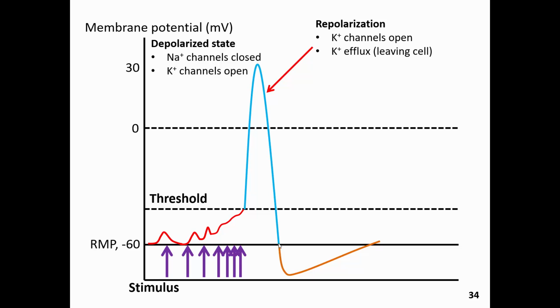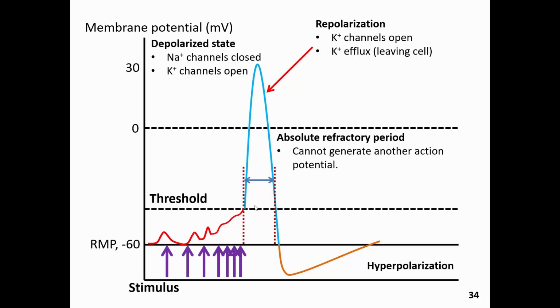However, it not just achieves the baseline, but it undershoots it as well. That's called a hyperpolarized state. So not only is the cell polarized once again, it's even more polarized. And what's the functional implication of the full action potential of a neuron? It's what's called the absolute refractory period. The absolute refractory period is measured from the start of depolarization at the threshold to where the cell has repolarized below the threshold.